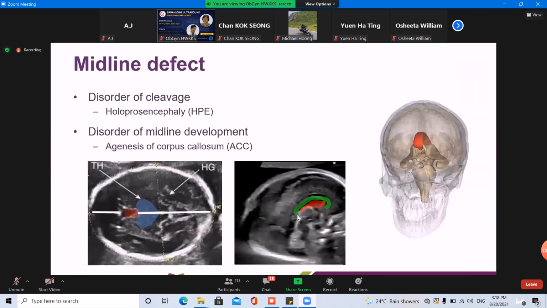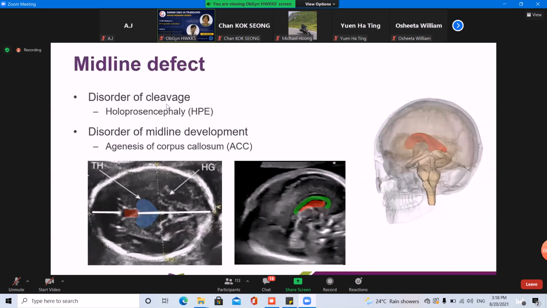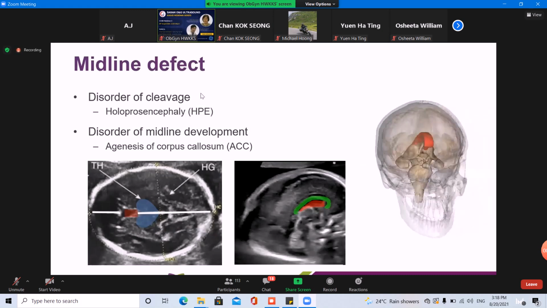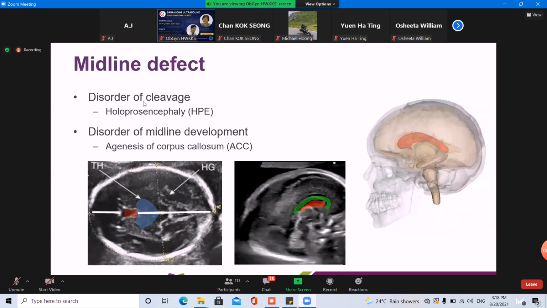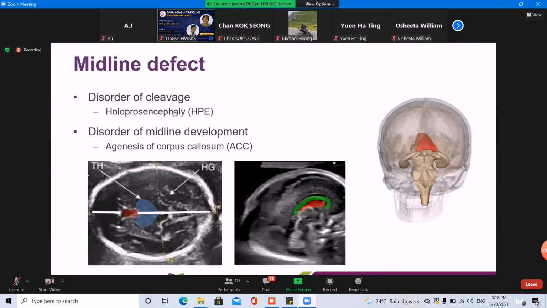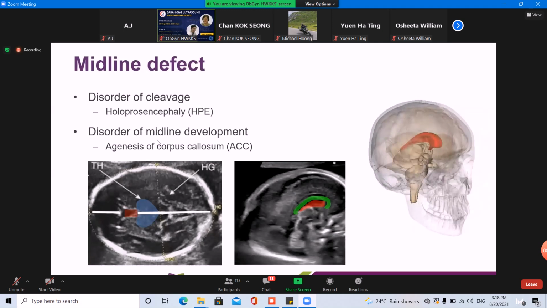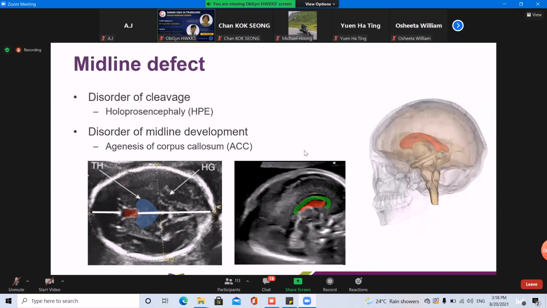So coming to midline defect. Now, midline defect has two categories. One is disorder of cleavage. It means that the brain failed to separate. It just fused together to form an abnormality called holoprosencephaly. And the second category is disorder of midline development, and the most important midline structure is the corpus callosum. Therefore, the most important abnormality you need to know is agenesis of corpus callosum.